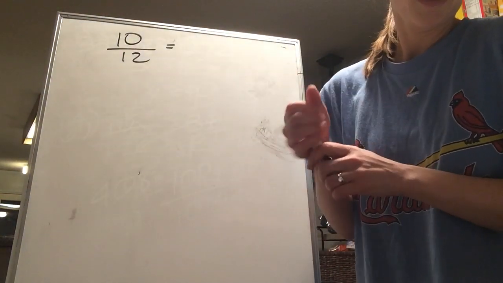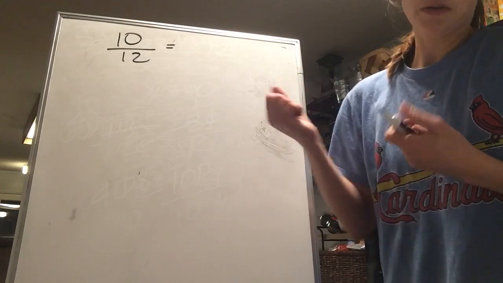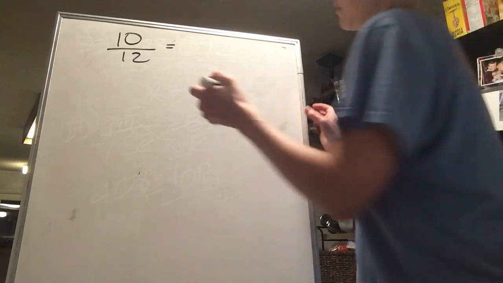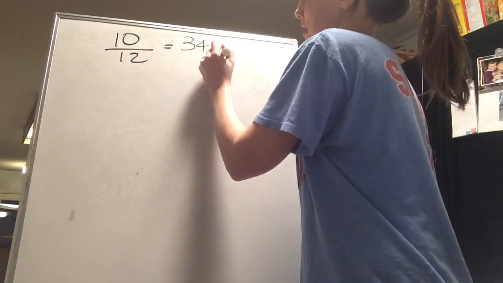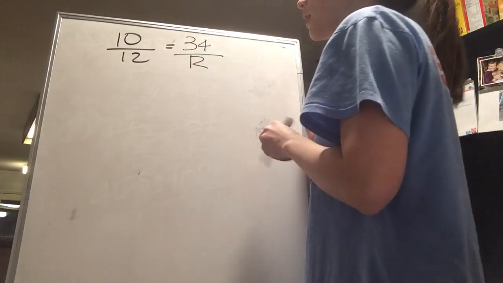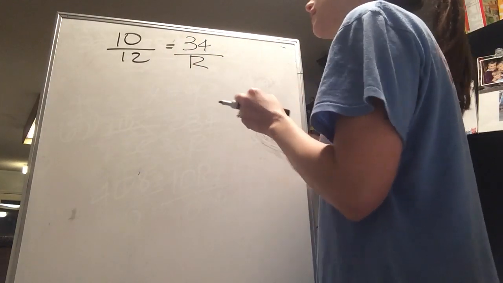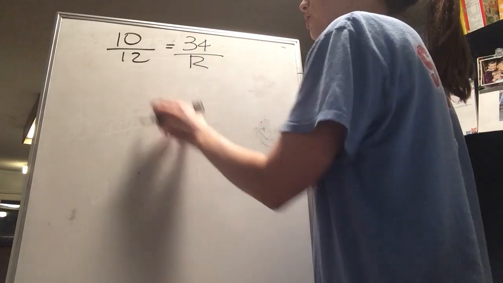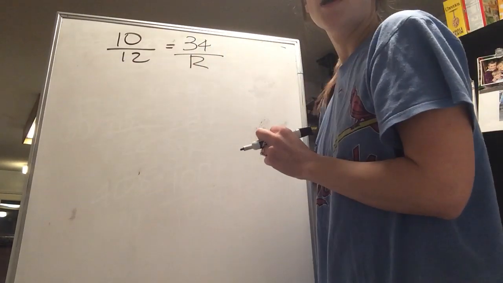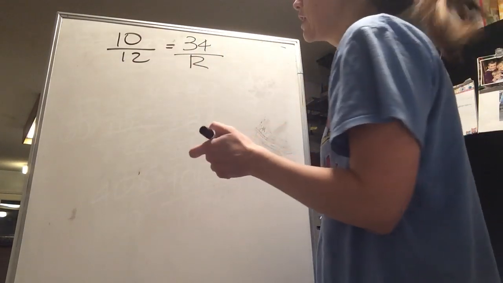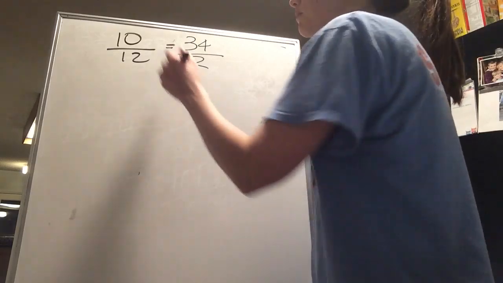Okay, so let me go back to this problem. Number 6. 10 is to 12 as 34 is to r. So the first thing we want to do is look at 10 to 34. That relationship is not very clear. So I'm going to cross multiply.